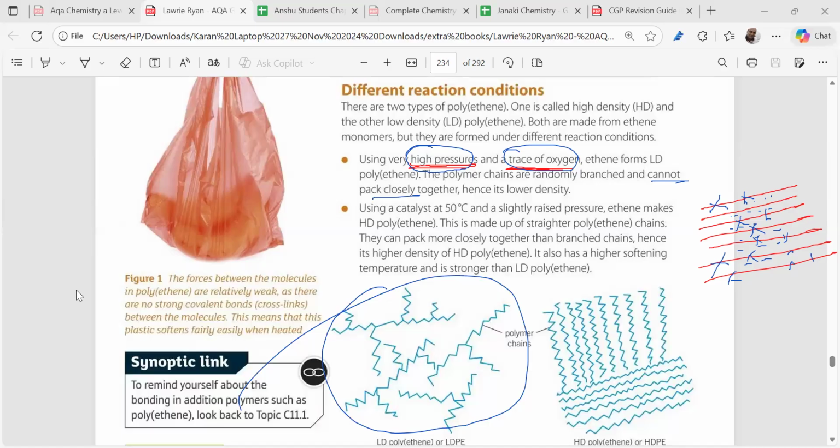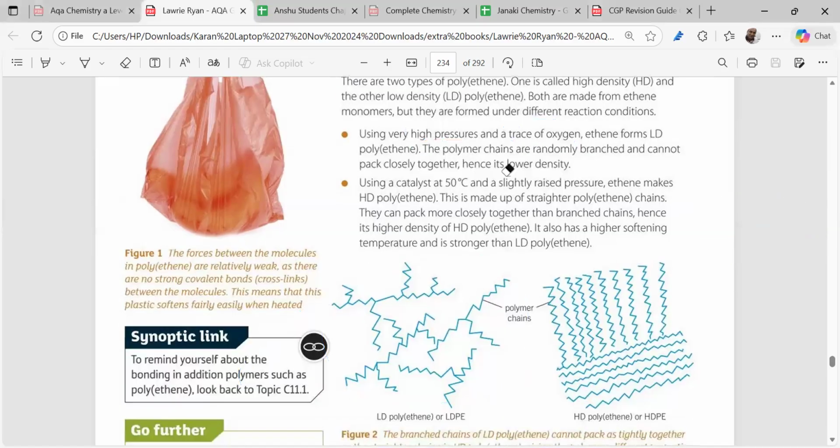Clear? In the high density polymer, we work at a very reduced pressure. We don't have to use a high pressure. Slightly raised pressure, 50 degrees centigrade, and all the chains will be packing closely, right? And hence we are getting a high density polymer, right? Is it clear?